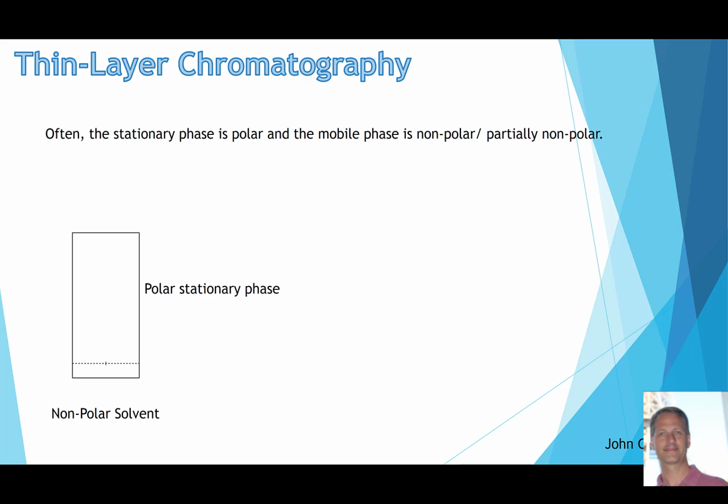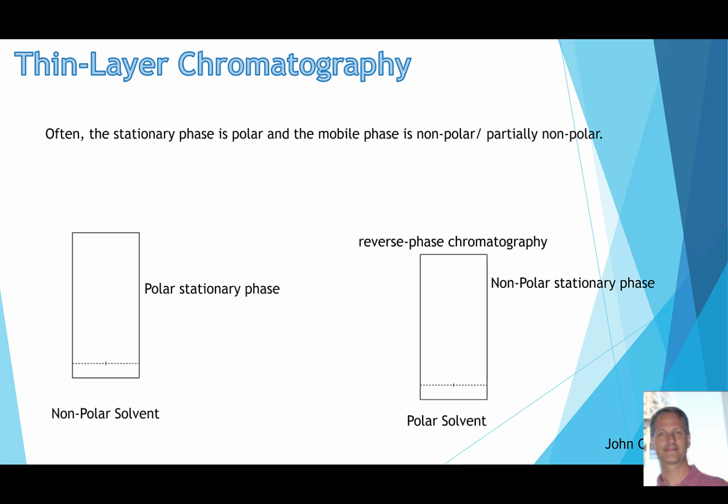There is another type of chromatography out there, and that is called reverse phase. Typically what we're going to see is a polar stationary phase, and then we use a nonpolar solvent as our mobile phase. In reverse phase chromatography, we switch the polarity of the stationary phase and the mobile phase. So the stationary phase becomes nonpolar and the mobile phase is a polar solvent. This is used in TLC, but it's also used in column chromatography.